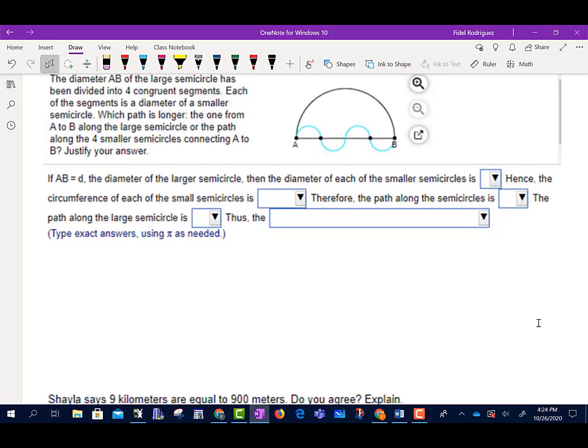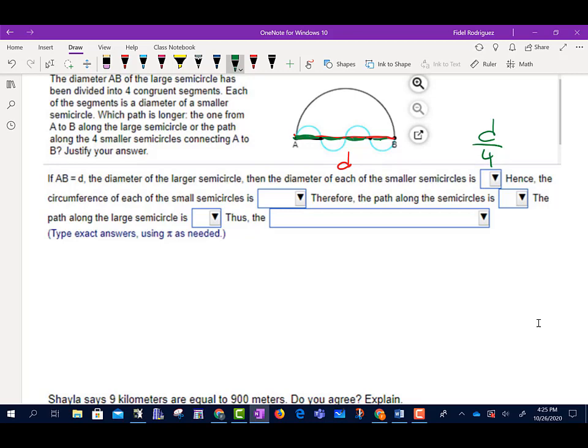It says if the diameter from A to B is D, so they're saying this distance here, we're going to call that distance D. Then the diameter of each of the smaller semicircles. So they're asking us now, what would the diameter of each of these little circles be? Each of those little circles would be D divided by 4. That would be the diameter of each of those smaller semicircles.